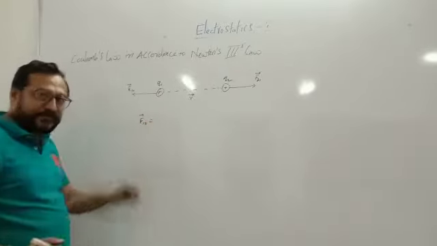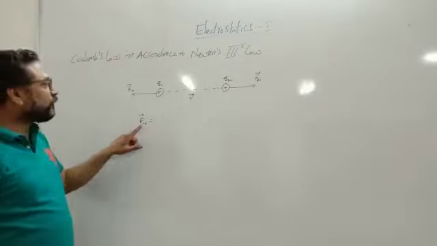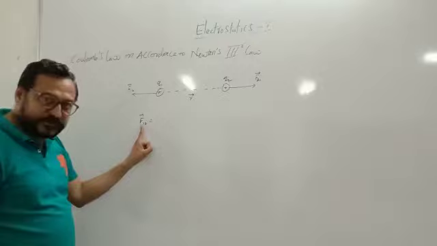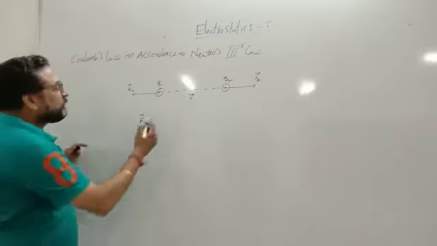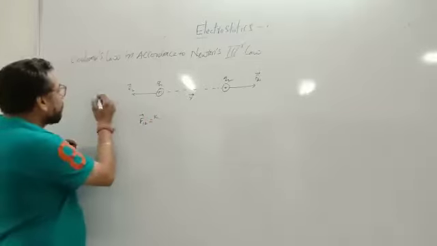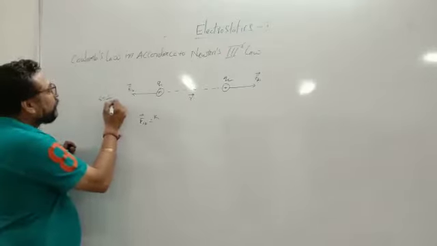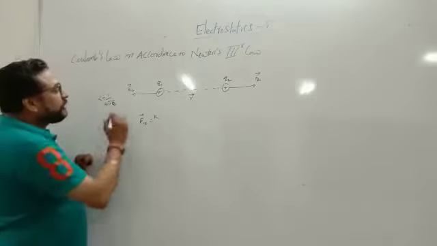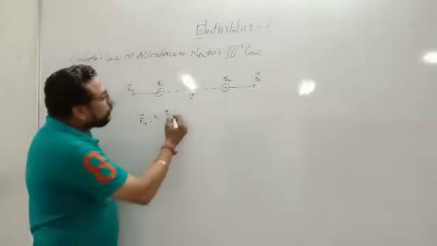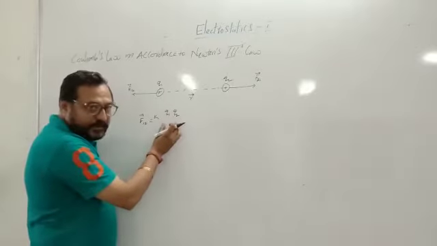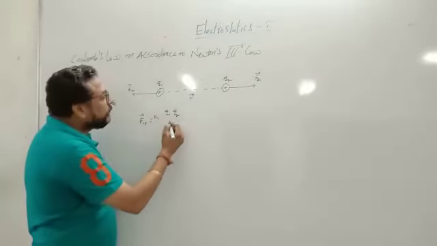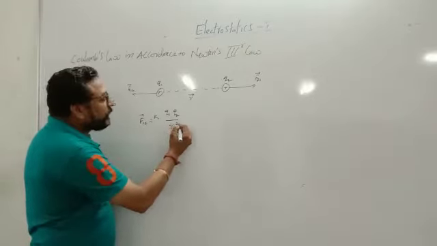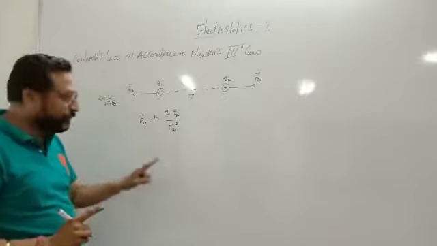F12. What do we mean by 12? It means force on the first charge due to the second. Force on first due to second. K is a constant, and we know that K is 1 upon 4 pi epsilon naught, as we already discussed in the previous video. Then there are Q1 and Q2, which are scalar quantities, so we are not using a vector sign, and then Q1 Q2 upon R square.